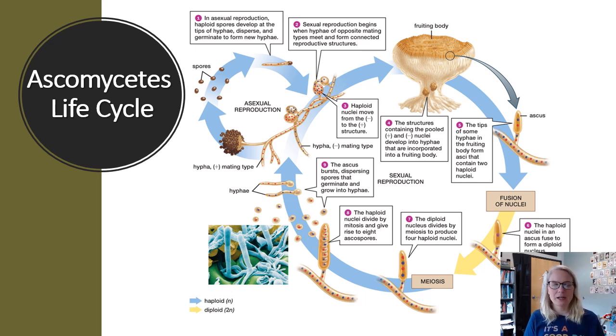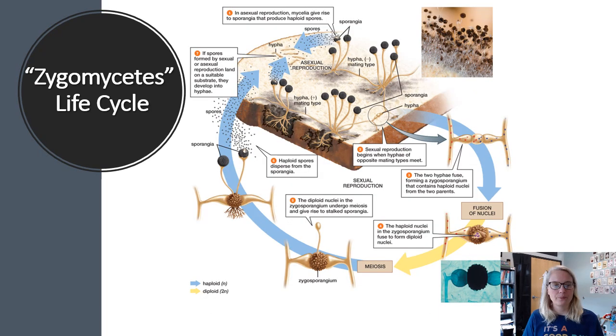So very similar life cycle process of sexual reproduction, fusing your nuclei, then very quickly going through meiosis to make your new genetically diverse haploid spores. And then our last group of mushrooms, which doesn't quite fit into any of the other categories, are called the zygomycetes. This is our bread mold as an example.